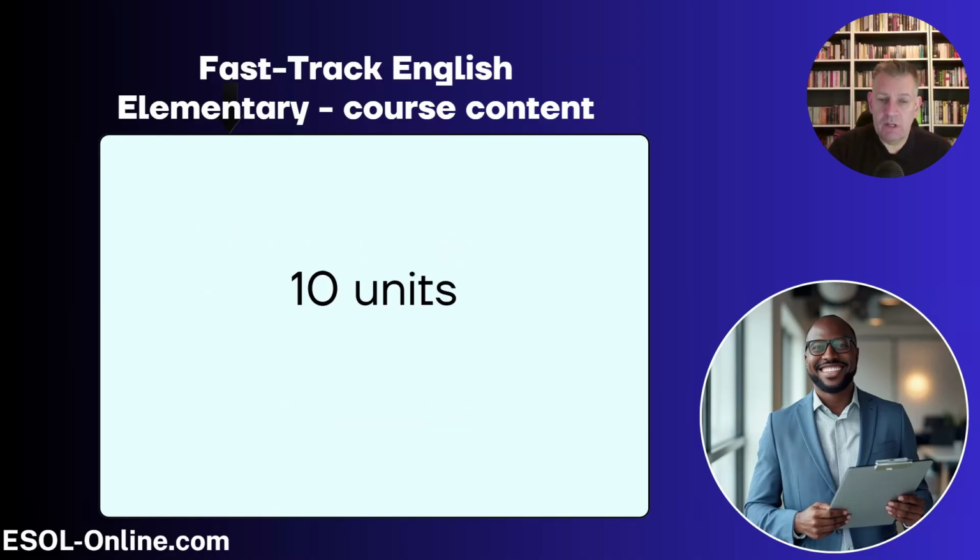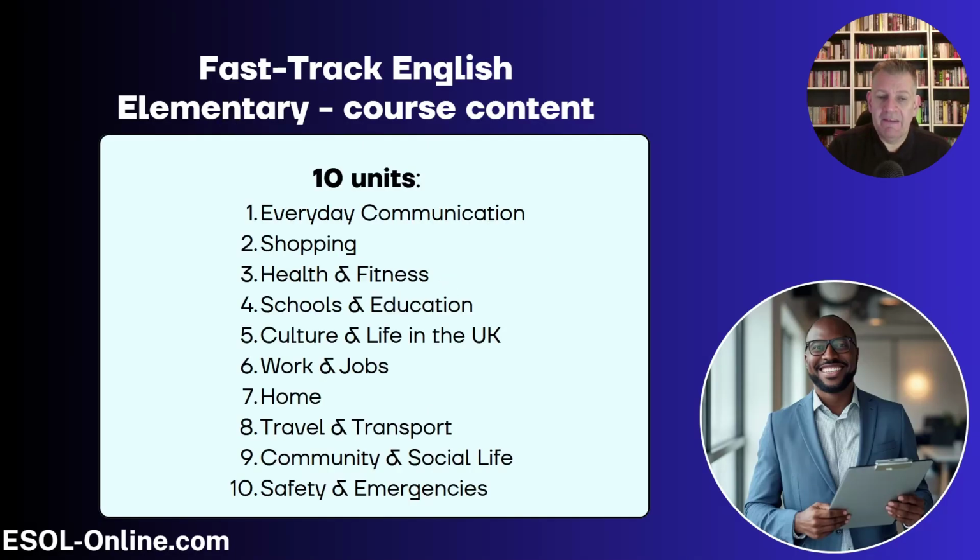There are 10 units in this course, and these are the titles of the units for the Fast Track Elementary. So you will be covering everyday communication, shopping, health and fitness, schools and education, culture and life in the UK, work and jobs, home, travel and transport, community and social life, and safety and emergencies. So those are the topics that you will be studying in the Fast Track English Elementary course.